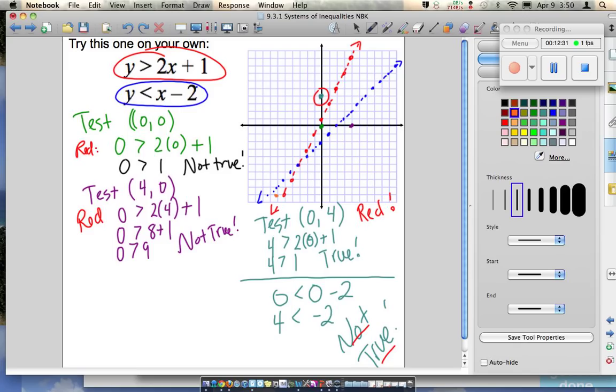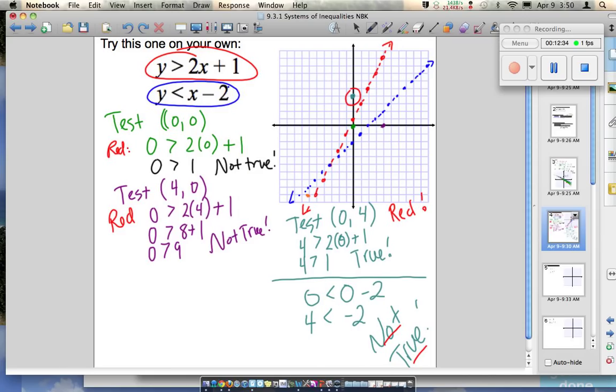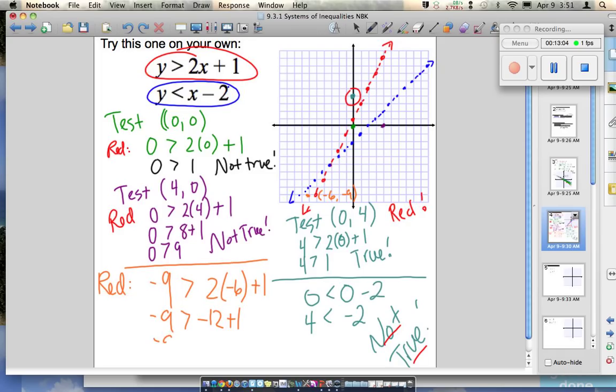So I'm going to plug in the orange point into both equations. I think the orange point is at (-6, -9). It's way down there. So I'm going to plug in (-6, -9) for my red equation. So when I do that into the red equation, -9 for y, -6 for x, I'm going to see what I get. So I got -9 greater than -12 plus 1. And I see that this is going to be true. -9 is greater than -11. This is true.